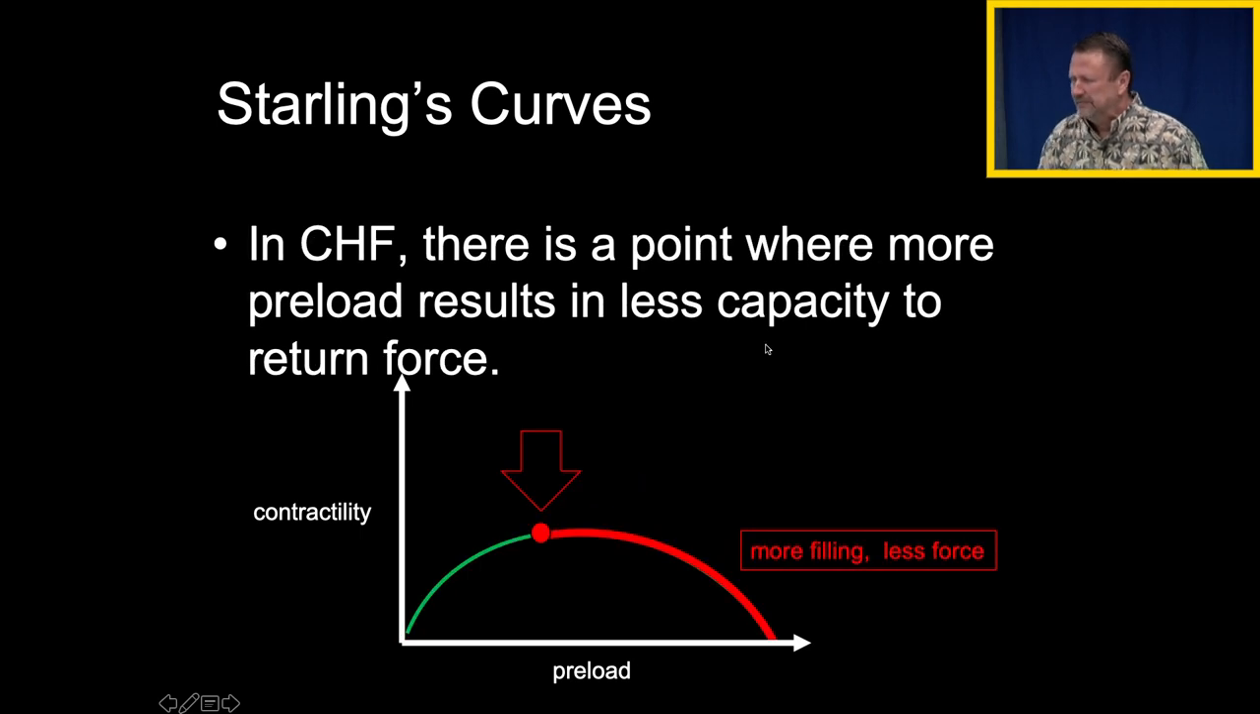That's simple enough. By the way, when you read these Starling curves in a giant medical book, they're very complicated, and so we've made them ridiculously simple for the purposes of PowerPoint, because occasionally I get an email that says, well, preload's a pressure. Well, in a normally compliant ventricle, we can extrapolate that as a volume. And so, again, in congestive heart failure, on my simple Frank-Starling curve here, there's a point where more preload results in less force. And this is when we start talking about congestive heart failure.